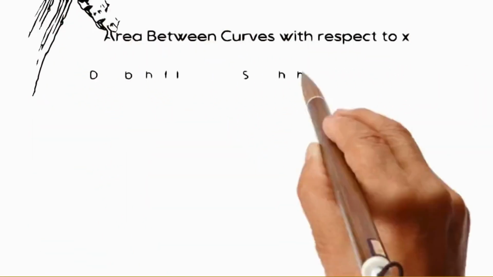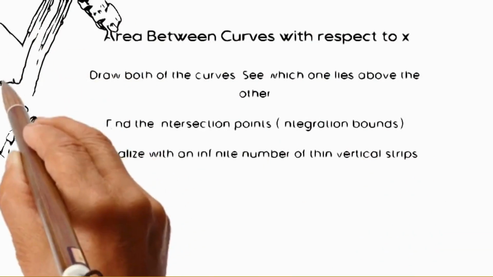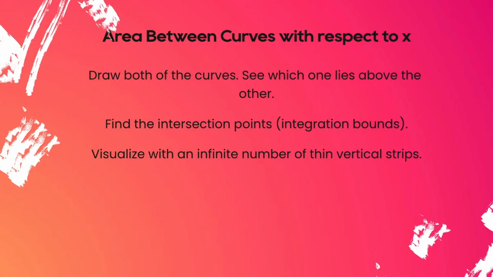Now, let's find the area between curves with respect to x. So first, you'll be given two curves, and then your goal will be to draw both of the curves, and then see which one lies above the other. And then you find the intersection points to find your integration bounds. And then you imagine an infinite number of thin vertical strips between the area. And then you notice that you can find the area of each vertical strip, and then you can integrate with respect to x to find the total area between the curves.